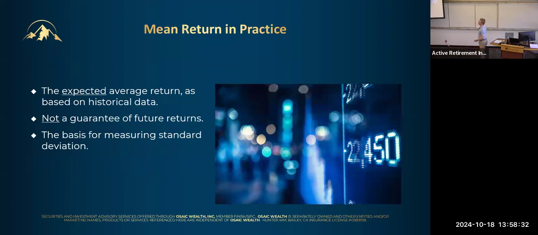So the expected average return, as based on historical data, is not a guarantee of future returns, but it is a basis around which we're measuring standard deviation. Mean return is kind of where we think we're going to sit on average, and then we're going to look at the standard deviation, which is how far around that can we travel? How far up and down are we going to move? Where are we going to be on a general basis?